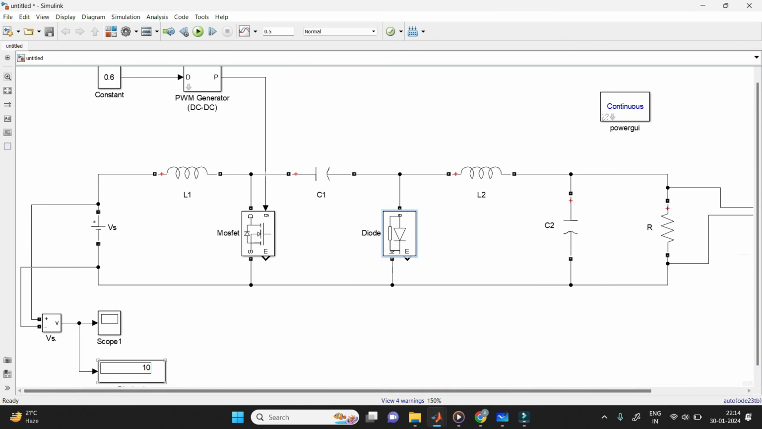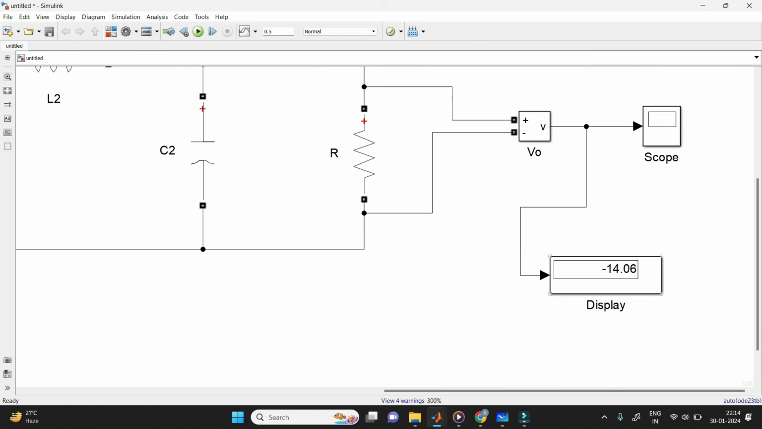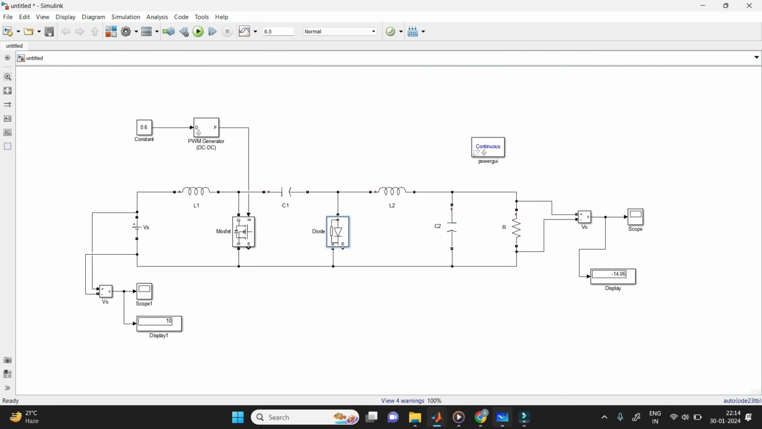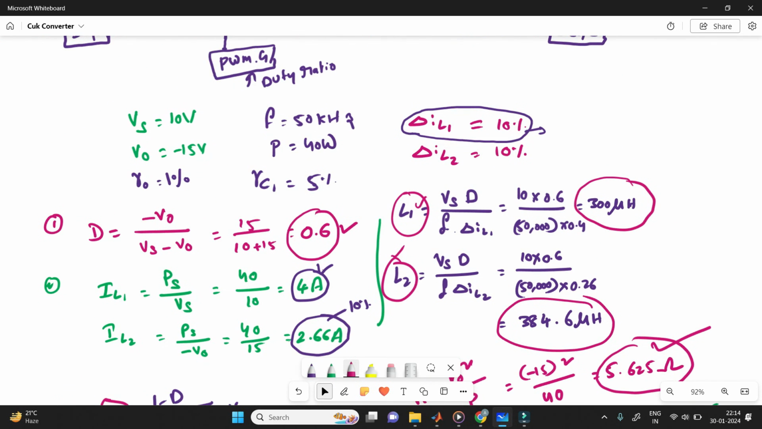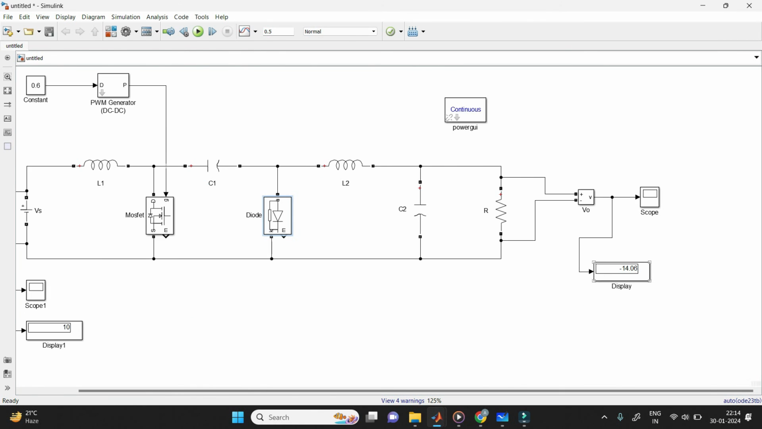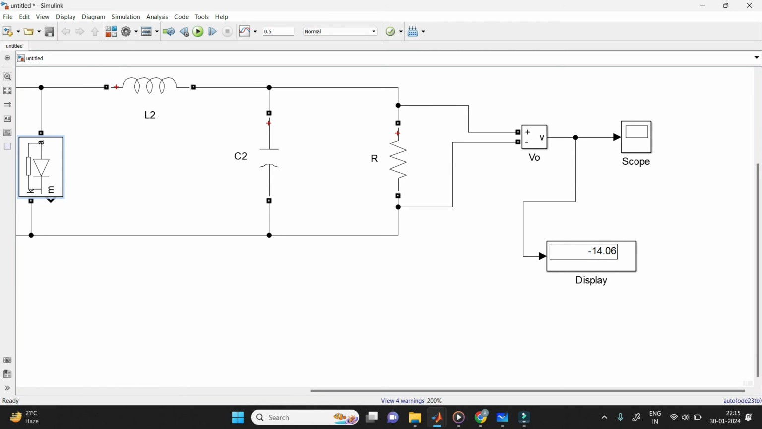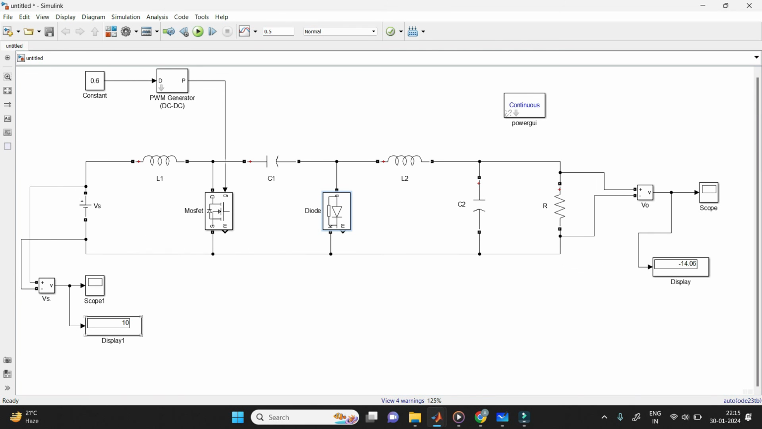You can see here we are taking the input voltage as 10 volts, and we got the output as minus 14.6, which is near 15. So theoretically I assume it as minus 15 volts, but practically you will get around minus 14 volts only. The remaining is losses. And I already told you that in the buck-boost converter or Cuk converter we will get negative polarity at the output. That's why I'm getting minus 14.06. But the input polarity is positive only. That's it. We got a higher voltage than the input.